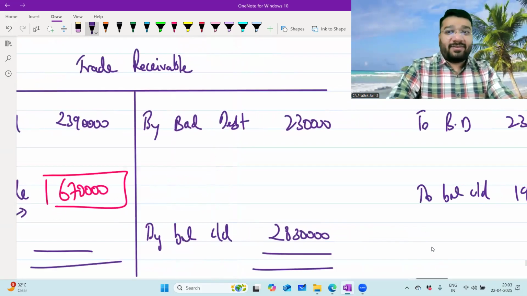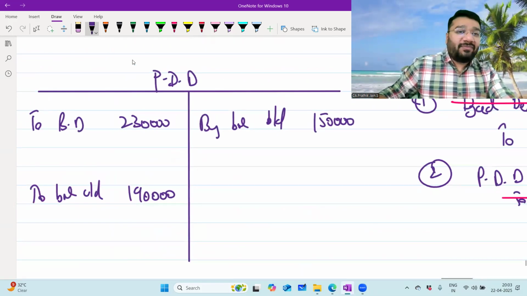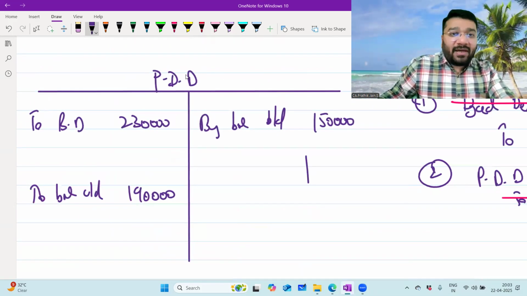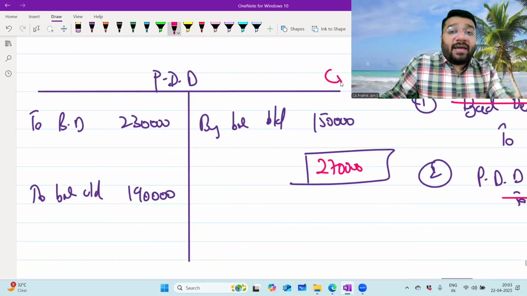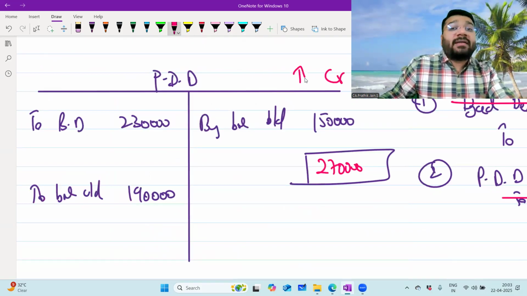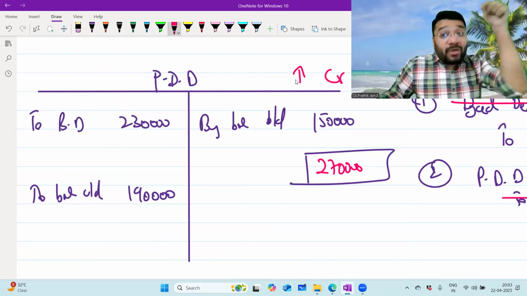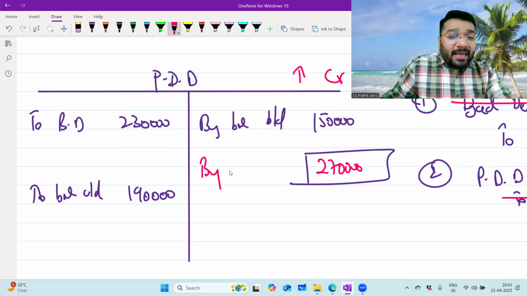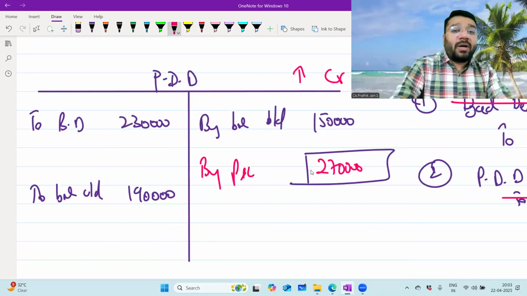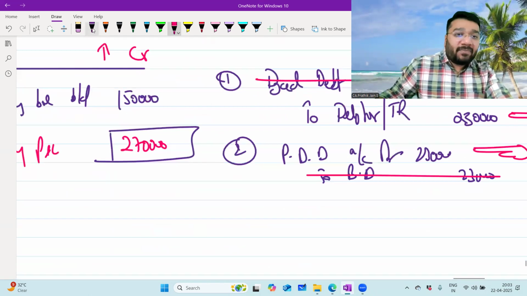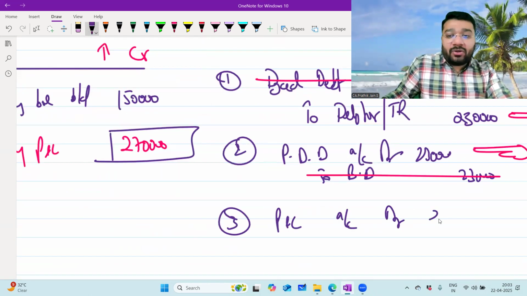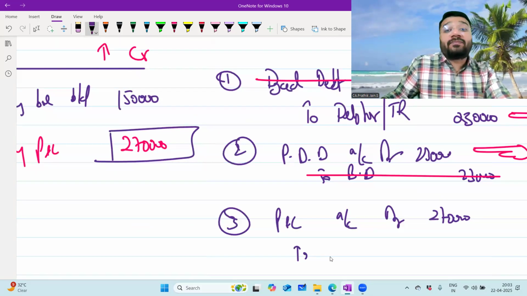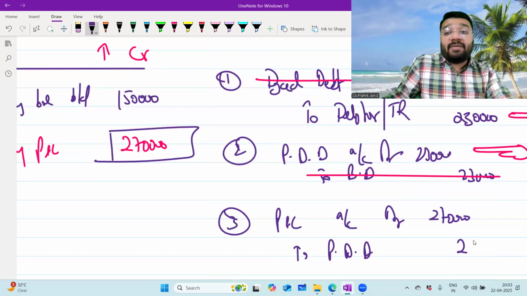PDD. Now there's a balancing figure coming here, 2,70,000. If any amount is coming on the credit side, it amounts to an increase of provision. When does provision increase? When you create further provision. So by P and L, 270. What is the provision entry here? P and L account debit 2,70,000 to PDD 270.